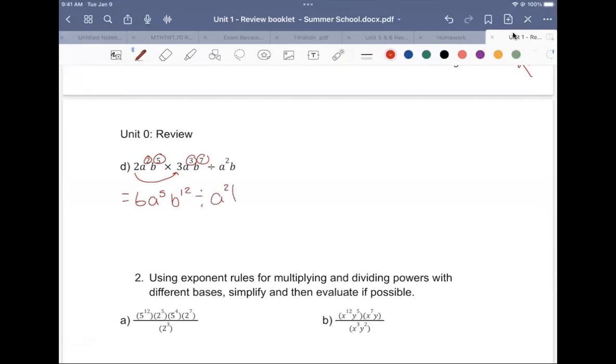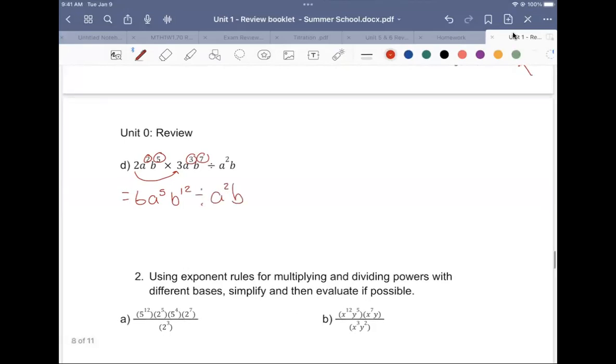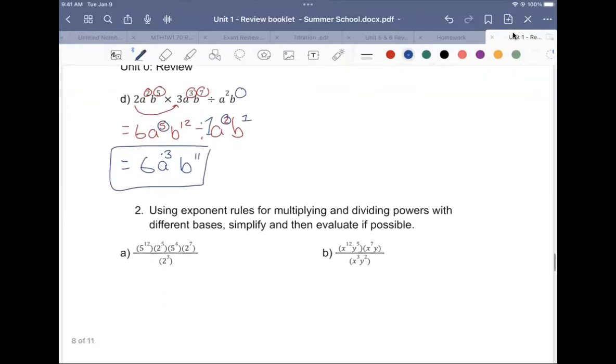divided by a squared b. So this is like saying there's a 1 in front, but it's not there. So 6 divided by 1 still gives us 6. 5 minus 2 gives us a to the power of 3. And when we don't see a number here, we assume it's 1. Otherwise, the number would not be there. So now it's b to the power of 12 minus 1 gives me 11. And that is my final answer.